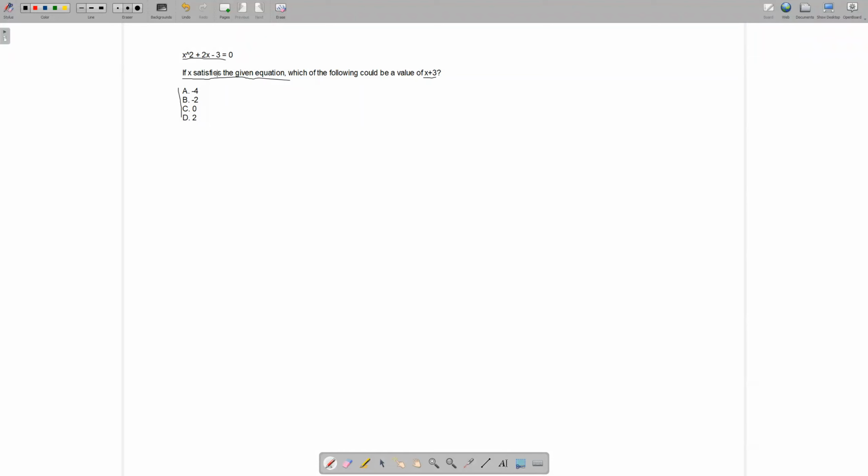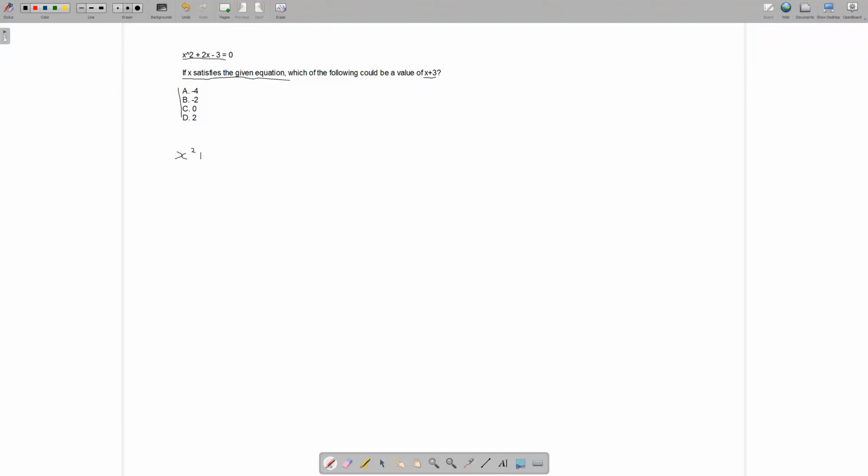So for a question like this, we've basically got two parts that we need to figure out. First part is this. The x satisfies the given equation, so we need to find what value of x is going to satisfy this equation up top we have here. And then for the second part, we're going to take that value of x and plug it into this x plus 3 to find out which value it's going to be equal to over here. So we'll start by solving this quadratic equation for what values of x it has.